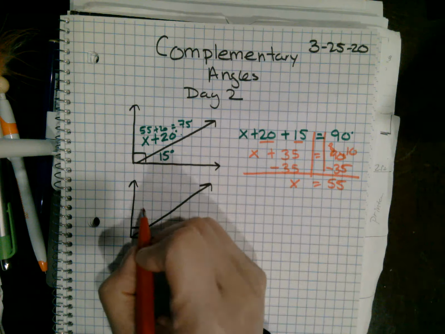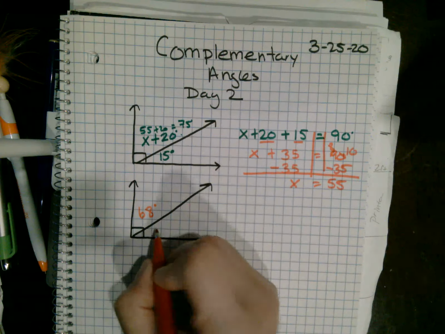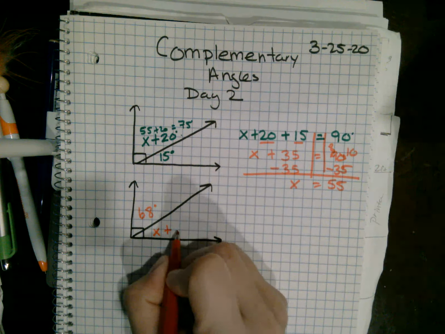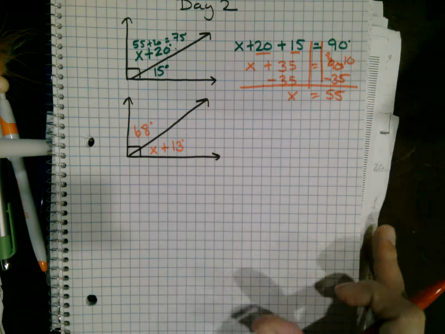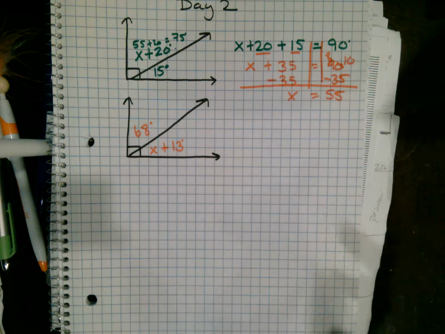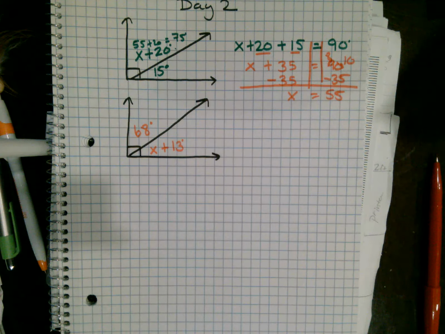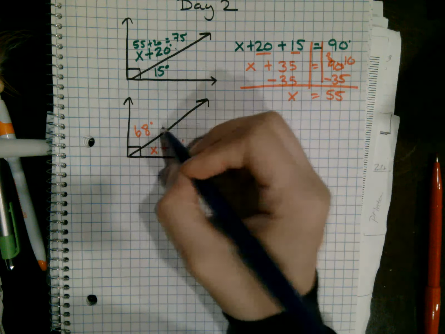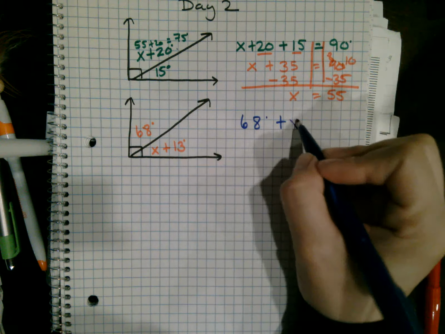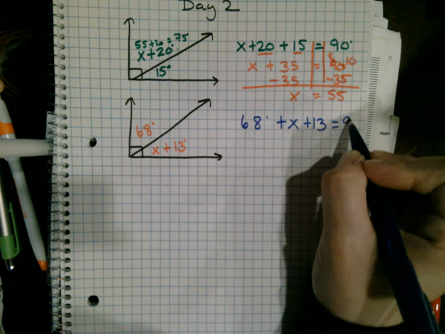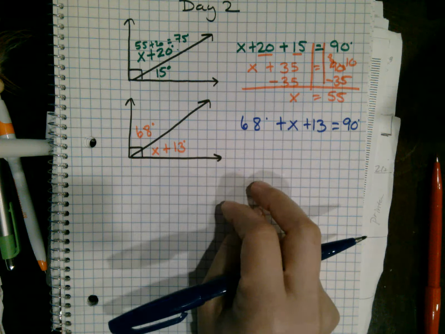Okay, let's say that this angle is 68 degrees. This angle is x plus 13 degrees. Okay, so here we have our complementary angles, 2 angles that add up to 90 degrees. So we're going to set up our equation. So this angle right here is 68 degrees plus this angle right here is x plus 13 together gives you 90 degrees. So I put this angle and this angle together and it gives you 90 degrees.